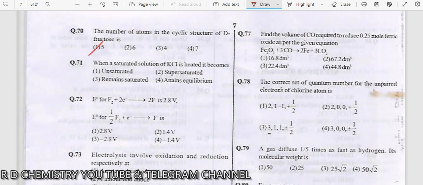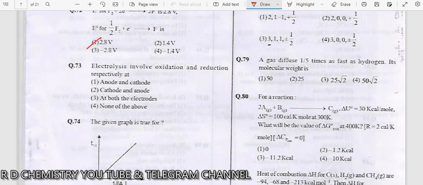Question number 71, about the saturated solution of KCl heated, it becomes what? From the solution chapter, it becomes unsaturated. Question number 72, from the electrochemistry chapter, answer is option number 1. Question number 73, electrolysis involves from electrochemistry. Again, question number 73, answer is option number 1.